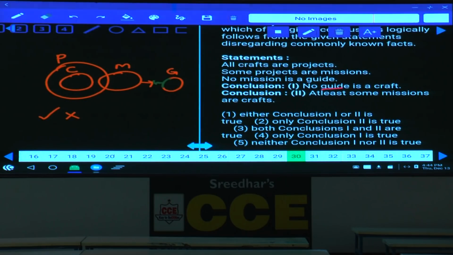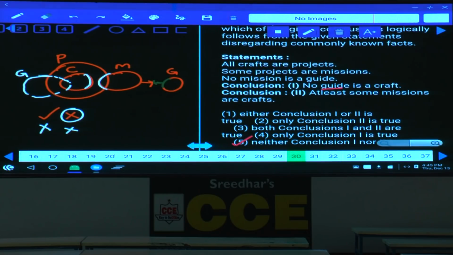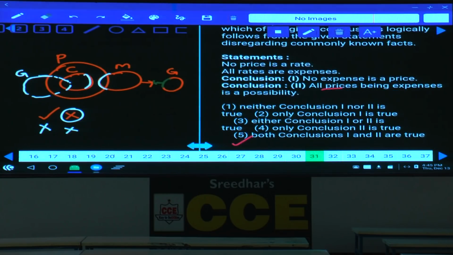Some of the guides are crafts, so guide and craft can be intersected like this. If you draw guide and craft like this, no guide is a craft will be false. Alternate diagram proven, previous conclusion false. After making the previous conclusion false, we should check the affirmative conclusion which was false earlier, whether it has become true or not. In some missions are crafts, there is no intersection between these two, so it is still false. Hence neither 1 nor 2, choice 5 is the answer. Question number 30, choice 5.